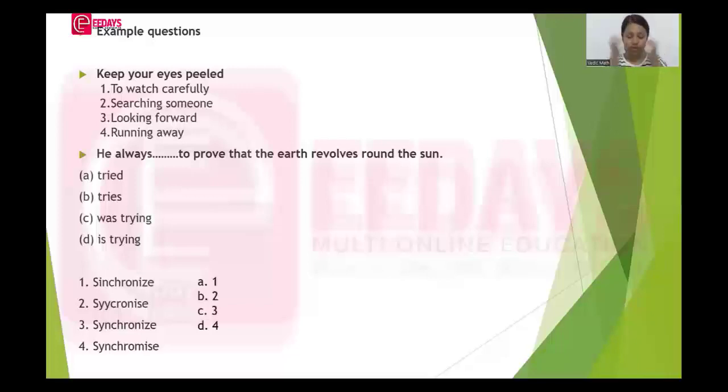Also, our human brain is designed in such a way that when the first letter and the last letter of a particular word are in the right place, and the middle letters are jumbled up, your brain can still understand it clearly. That's the reason many times you can't figure out the misspelled words. By now you would have guessed the answer, I think. Yes, it's option three, synchronize.